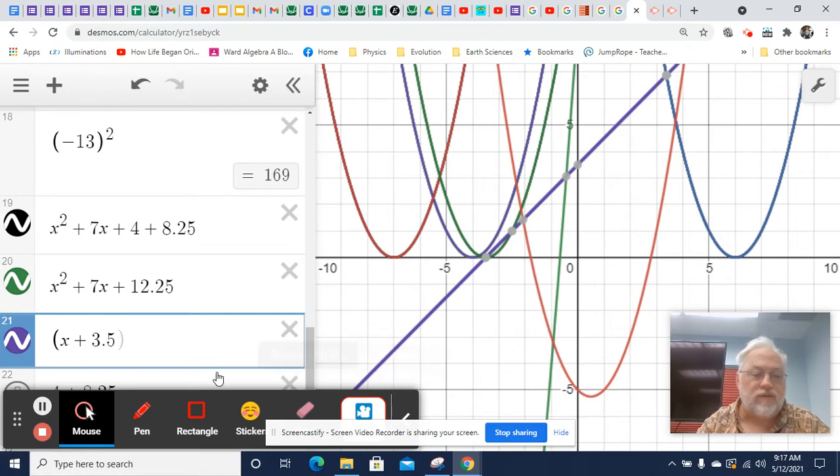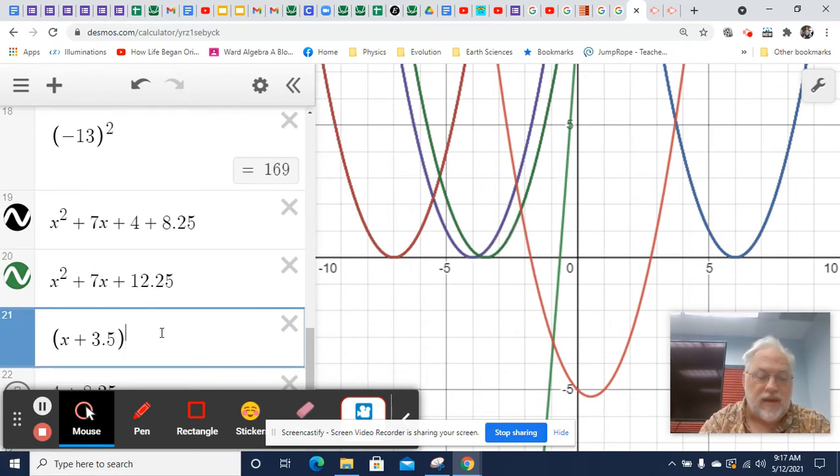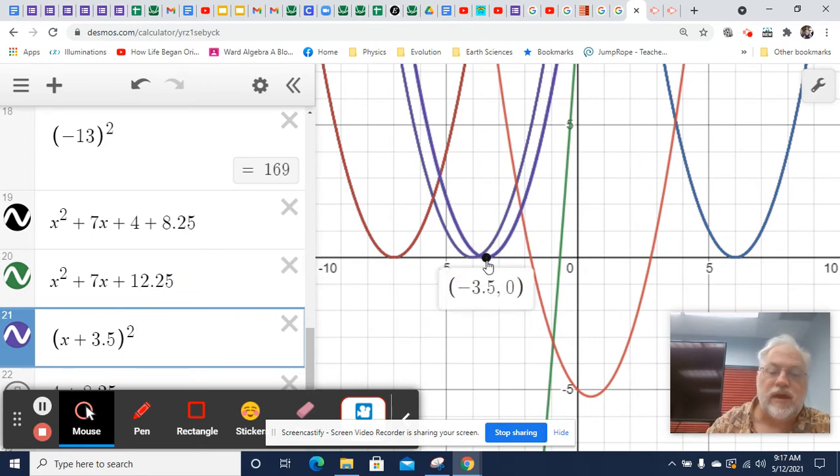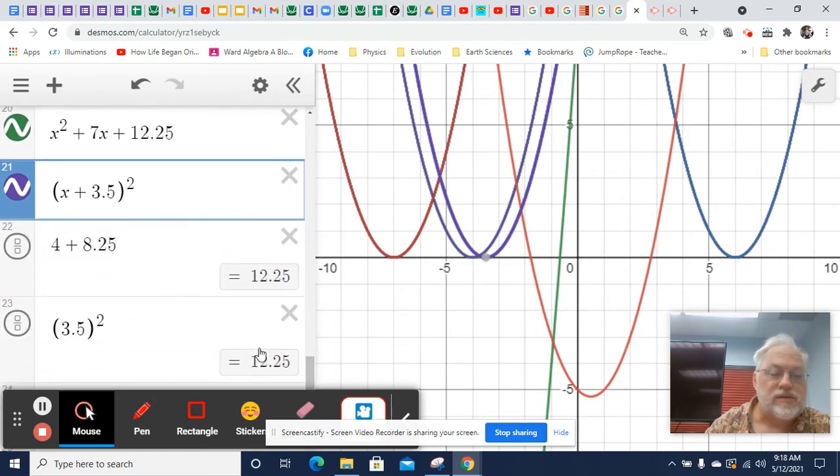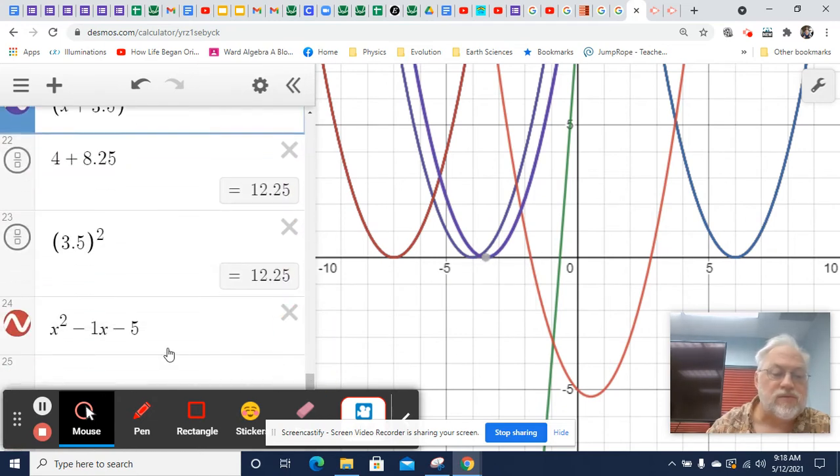Where did I get the 3.5 from? Half of 7, okay, and we'll square that. And we end up with this one right here where the x-intercepts are -3.5 and -3.5, so the same thing. And that's true because if x was -3.5, x plus 3.5 would be 0, and the function would be touching the x-intercept there. Okay, and we're going to do the same thing with this one here.